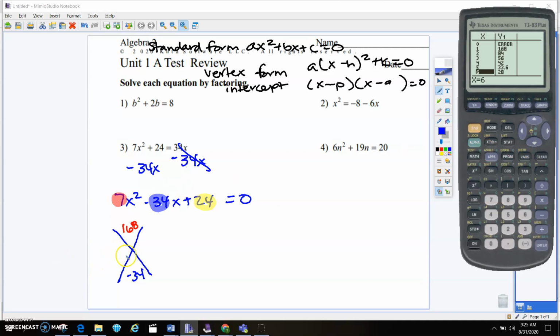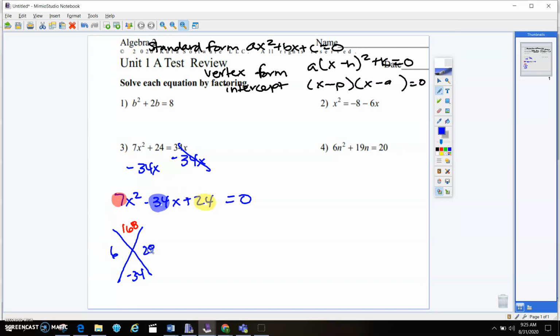Well, if I make them both negative, right? Negative 6 and negative 28. Yep, that works. Okay, so now I'm going to do the box method. So, box. First term goes in the first box. Last term goes in the last box. And those two terms you just found, you're going to put an X onto them and put them inside the box as well.